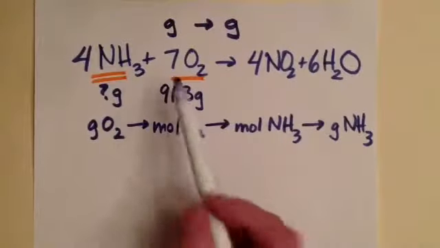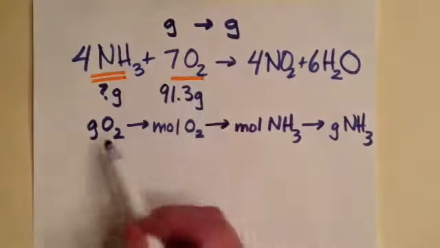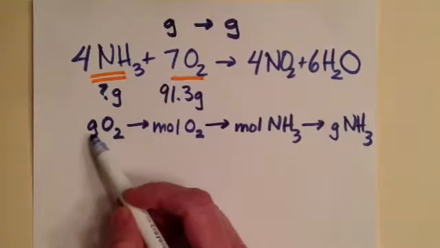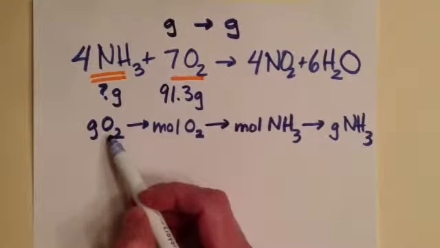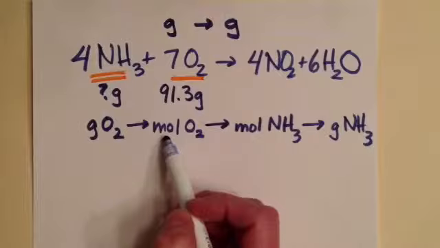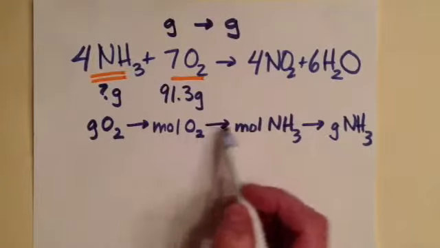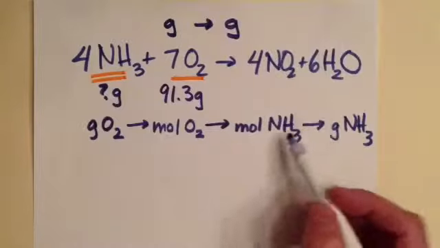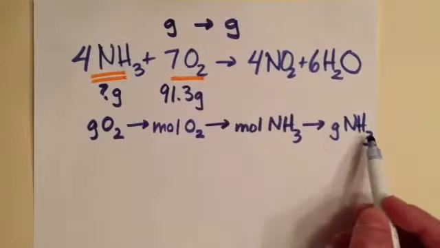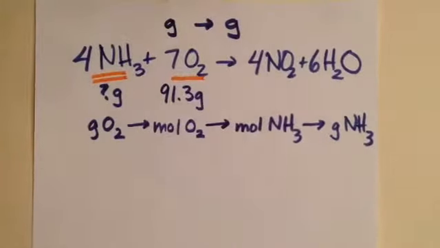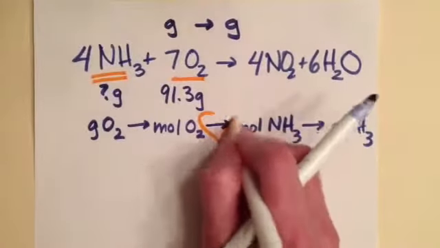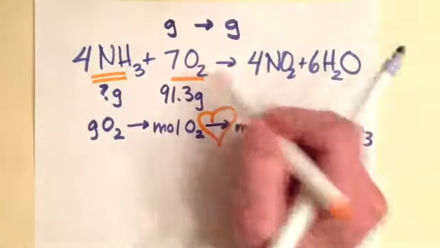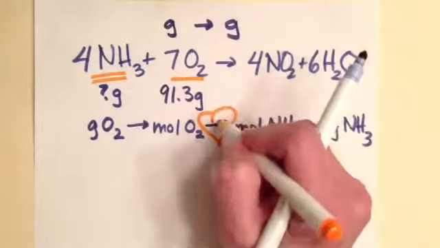So for a mass-to-mass stoichiometry problem, these steps are really always the same. You go grams of your given to moles of given, to moles of what you want, to grams of what you want. This right here is your mole ratio step using the coefficients.